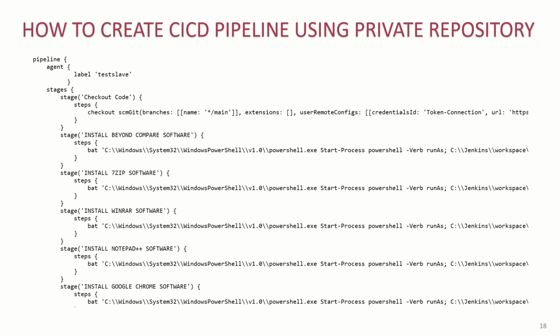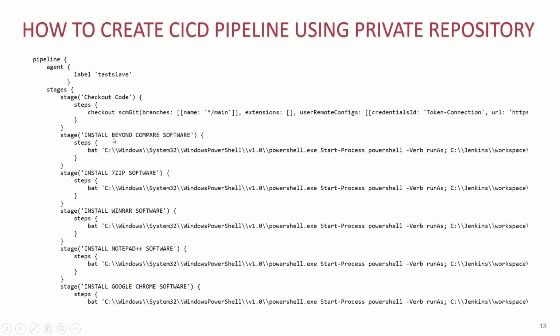Bat is basically the batch that we need to execute on a Windows machine. In the case of Linux, we need to use sh inside steps, but in the case of Windows, we need to use bat over here. And after that, we need to give the complete command. So that will create this complete pipeline in our today's demo. I'll show you how we can create this kind of pipeline.